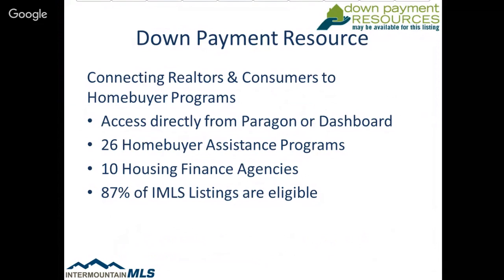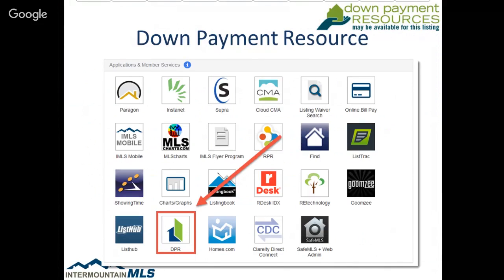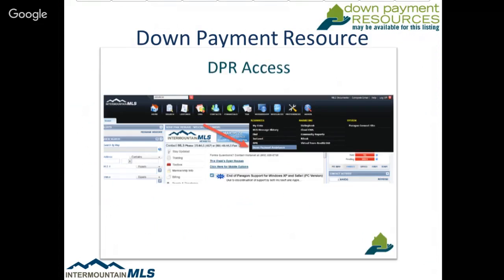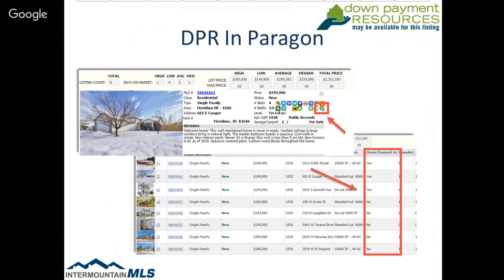I don't think it says it on here, but it's got both. It's got housing financing agencies, nonprofits, as well as lender type products as well. And you can access it from the listing like I just showed you. You can go to down payment resource on the dashboard from Paragon. And you actually can add it to a spreadsheet if you wanted. If you wanted to only find properties that had down payment assistance available, you could do that. That's an example of that.